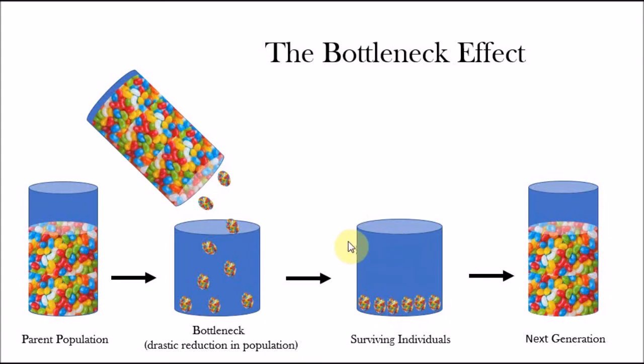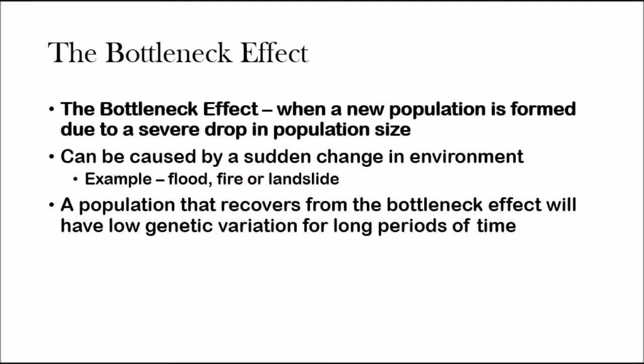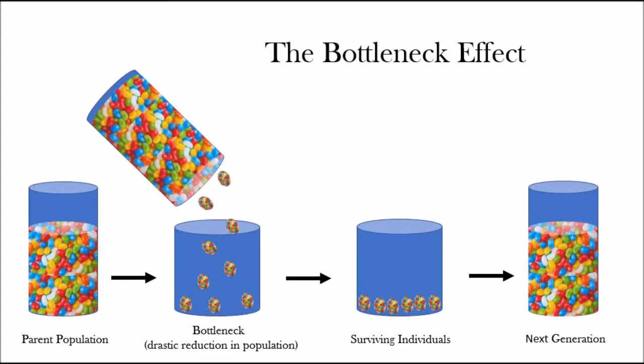And then the surviving individuals reproduce and create the next generation. So when this happens, you have a loss of genetic variation. When you have a loss of genetic variation, the allele frequencies are starting to change again, and because of that, the bottleneck effect is an example of microevolution. The bottleneck effect is typically bad because when you lose genetic variation, you can't have natural selection, and when you can't have natural selection, the population can't evolve. So the bottleneck effect is not a good thing.